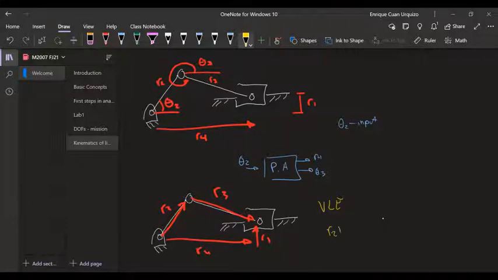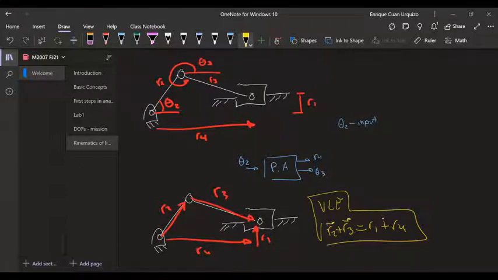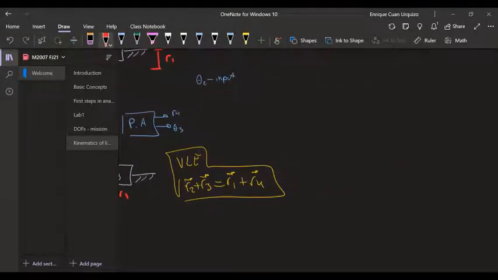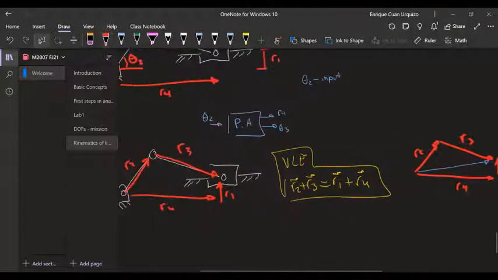R2 plus R3 equal to R4? That one. I also need R1. So R2 plus R3, remember that these are vectors, is equal to R4 plus R1. How do you know that? It's not hard to look at R2, R3, and that gives me this resultant, right? Which is also equal to R4, which is completely horizontal, plus R1, which is completely vertical. That's how I know that that's my vector loop equation.